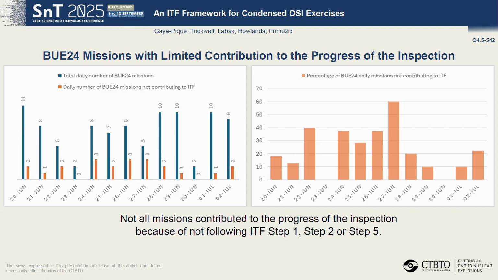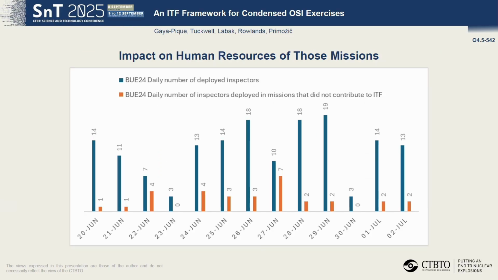What does it mean in terms of resources? We believe that the orange columns represent the daily number of inspectors deployed in the missions that did not contribute to the progress of the inspection. What does it mean? It means that on 22nd of June, for example, 4 inspectors, we believe, could have stayed back at the base of operations. On 27th of June, if you remember the 60% that we showed in the previous slide, 7 inspectors, we believe, could have spent their time at the base of operations.